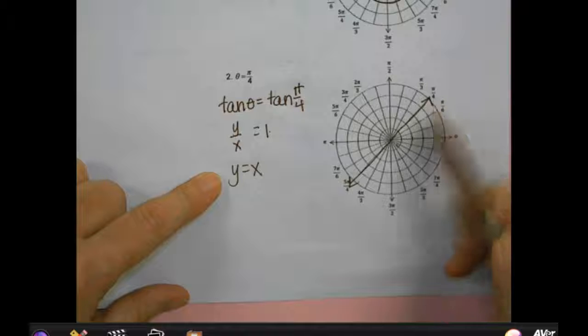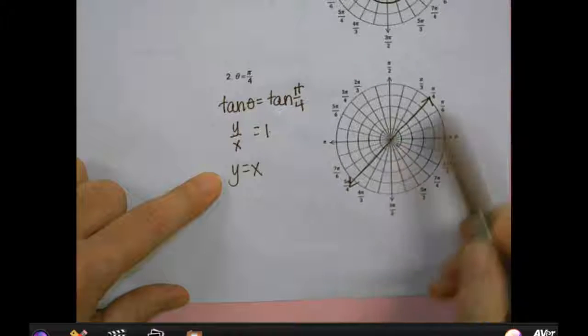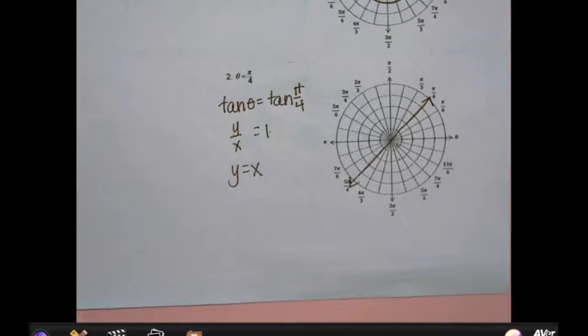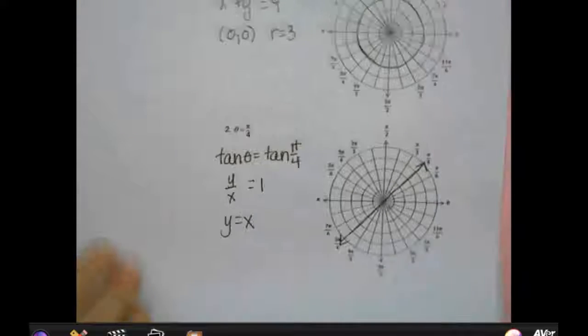I got a straight line through the origin with a slope of 1, which is what theta equals pi over 4 is. But I'm well aware we can just draw the line. I appreciate all that help. Okay, next page.